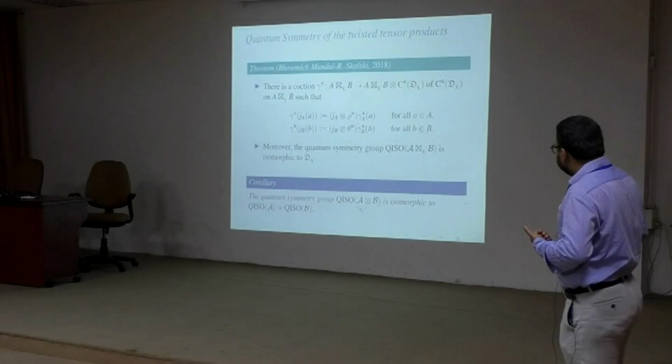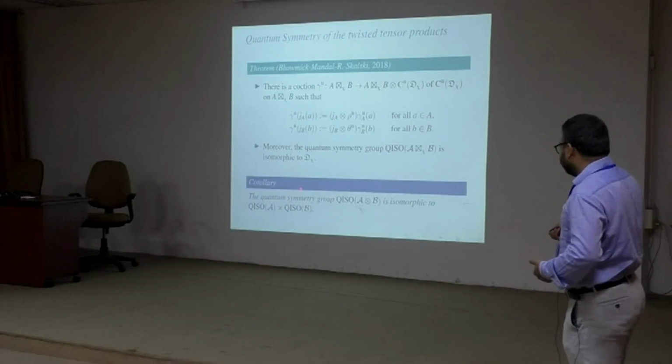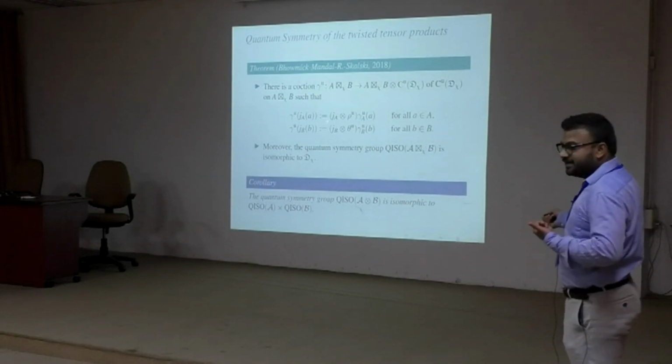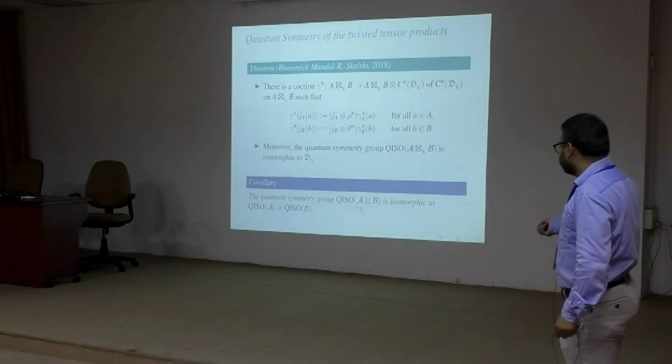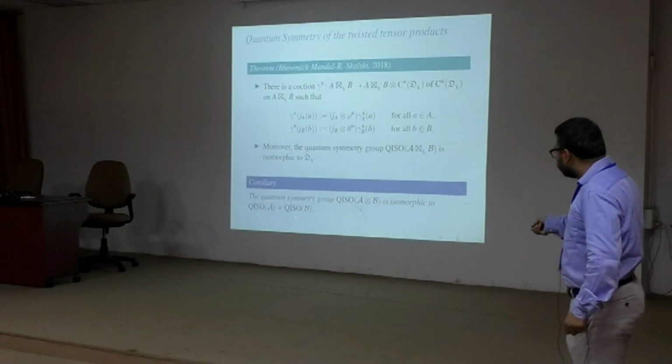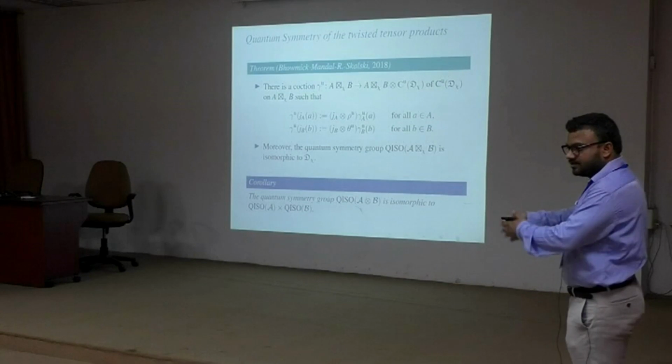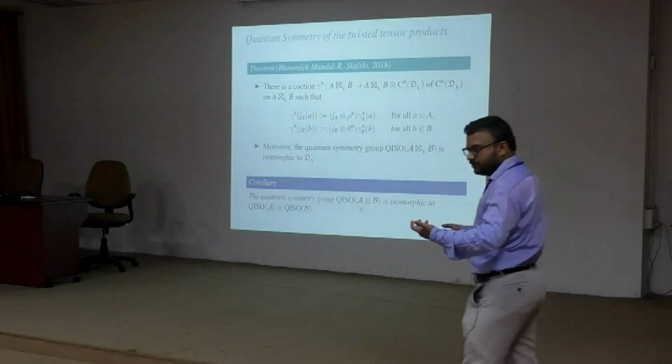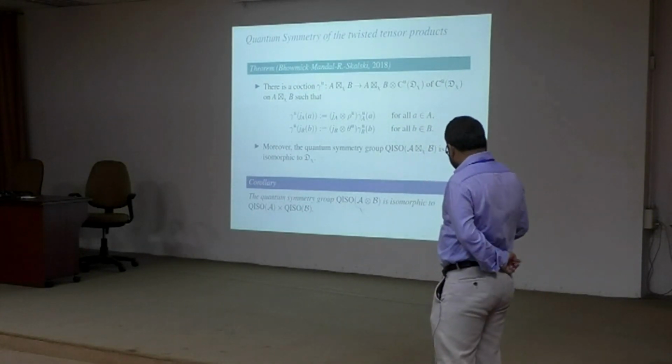Okay. Now, the standard corollary is that if you take the bicharacter to be identity, then this twisted tensor product is just the standard tensor product, and the Drinfeld's double is nothing but the tensor product or direct product of quantum groups. How do you view it? It depends on you.